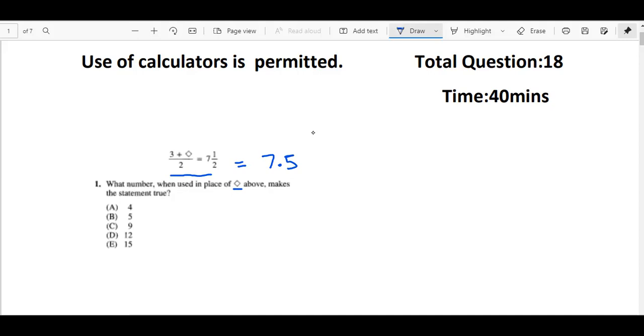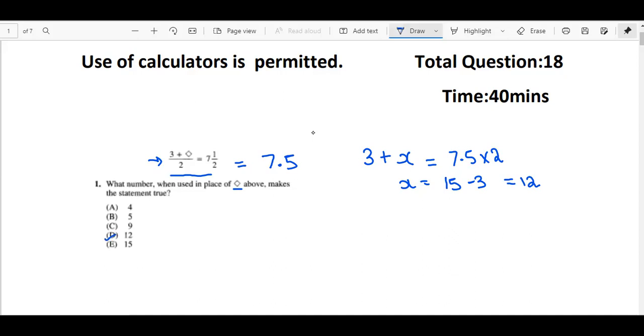Okay. Now we need to think of a number which when we divide by 2, we get 7.5, right? Because this is what the question is. So we cannot waste our time thinking that way. All we have to do is just do it this way. 3 plus, let's just write x instead of that diamond or square, equals 7.5 into 2. So x is basically 15 minus 3. That is 12, right? So D is the answer.